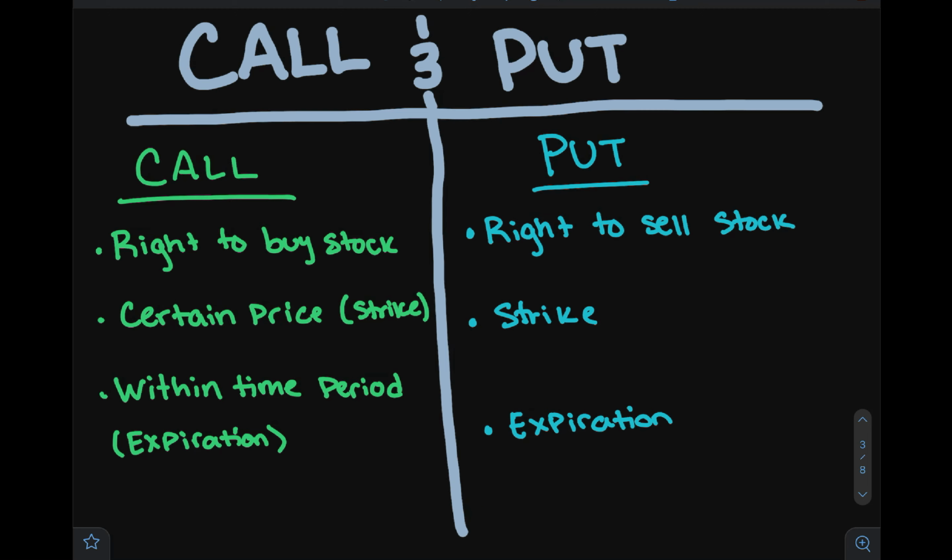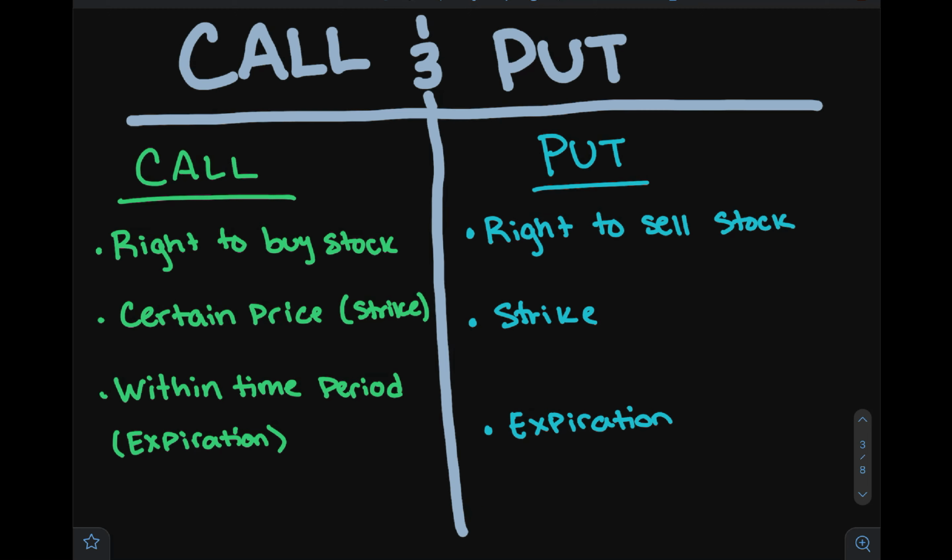Calls give you the right to buy a stock at a certain price, which people call the strike. There's the share price, which is what the market determines. If we're talking about Apple, let's say it's at $100 hypothetically, and then your strike price can be anywhere below, at, or above that share price. And that needs to be within a certain time period, which we call the expiration, because in options trading, there's always an expiration. If you're just buying your stock, you can hold it forever. But in options trading, there's a set time as to when that contract will expire.